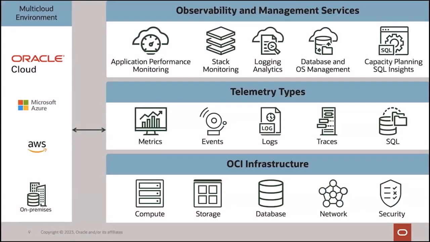So the OCI APM service, right here on the top left, is one of the services in the observability and management services. Right, it's a platform of several services. It includes stack monitoring, logging analytics, database management, capacity planning, and actually several items around that.